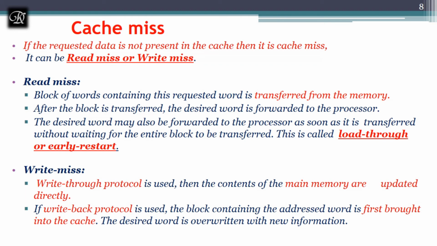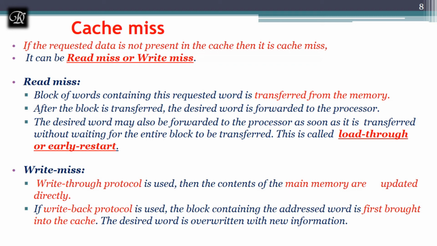Then the contents of the main memory are updated directly. So whenever it's going to update the cache, directly it's going to update the main memory. Why? Because it is not having a, it's going to ask for the a in the cache and update the a, then immediately it's going to update the RAM also.